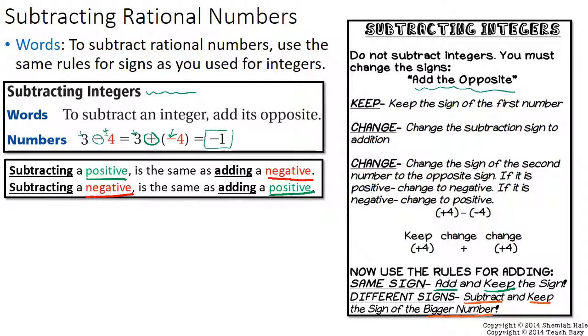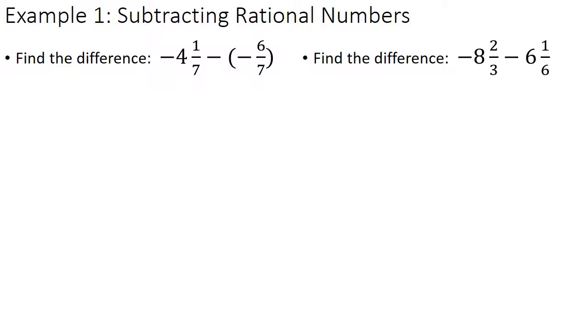So for example 1, we are going to be subtracting some rational numbers, and because we are subtracting rational numbers, that includes working with fractions. The first thing we want to do is turn this mixed number back into an improper fraction. 7 times 4 is 28, and 28 plus 1 is 29. So I have negative 29 over 7 minus a negative 6 over 7.